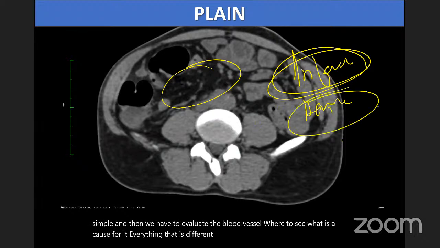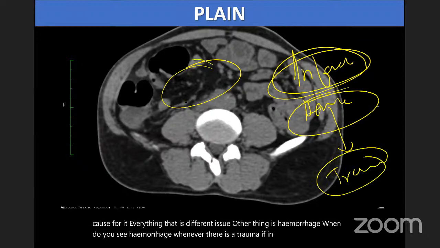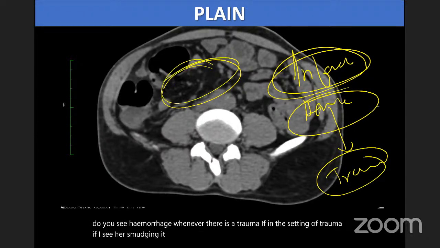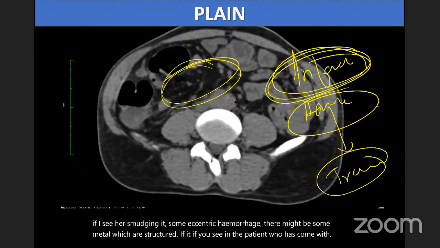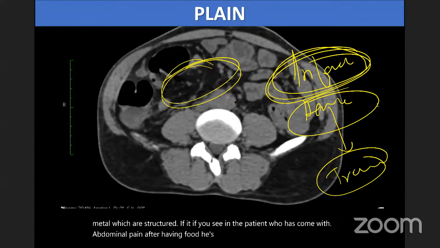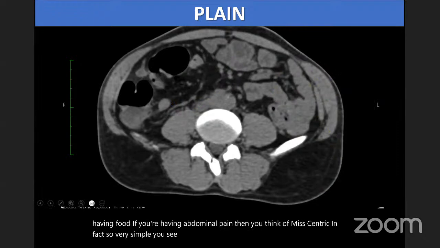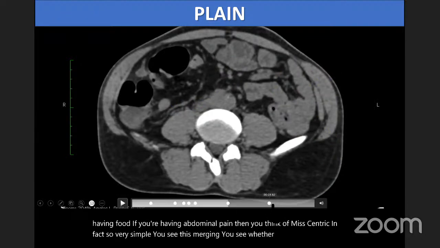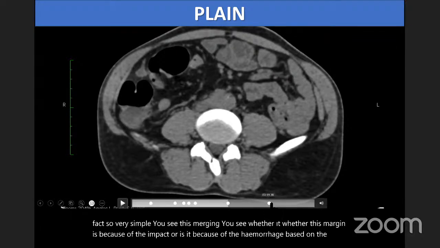The other thing is hemorrhage. When do you see hemorrhage? Whenever there is a trauma. If in the setting of trauma I see smudging here, it's a mesenteric hemorrhage. There might be some vessel which has ruptured. If you see a patient who has come with abdominal pain after having food, then you think of a mesenteric infarct. So very simple. You see the smudging, and you see whether the smudging is because of the infarct or because of the hemorrhage based on the history. Okay. Going to the next section.